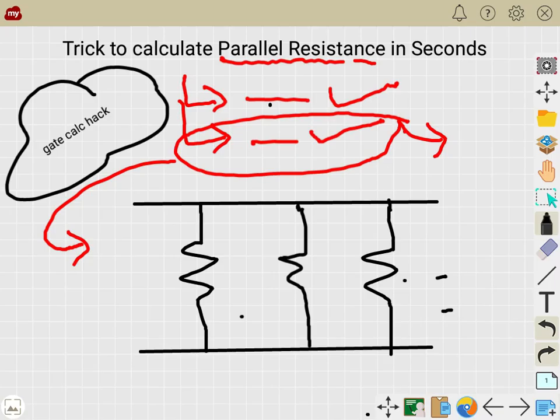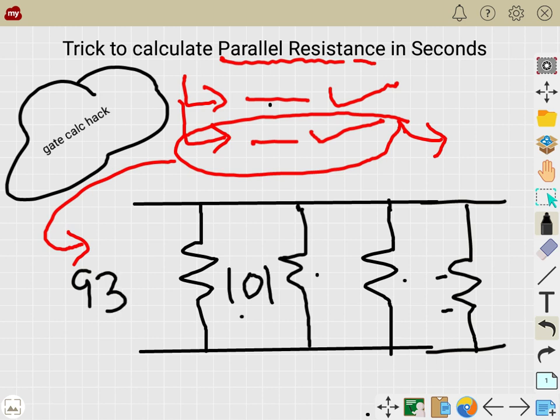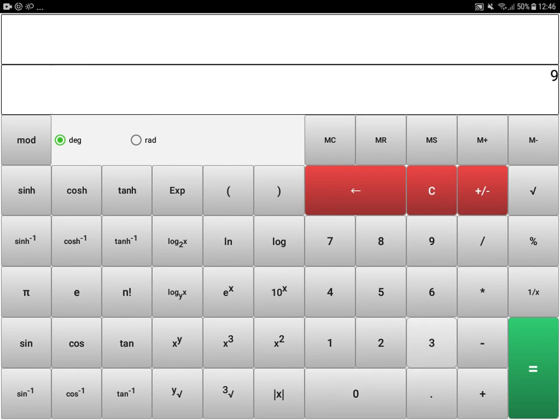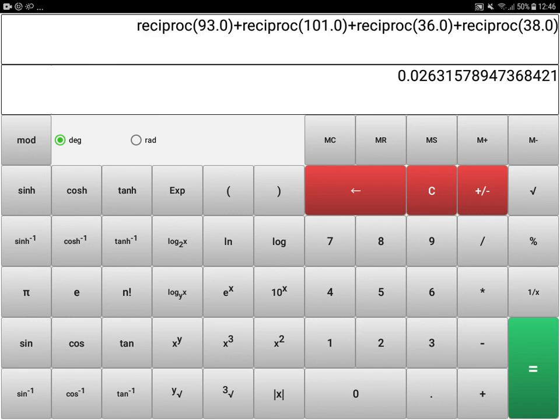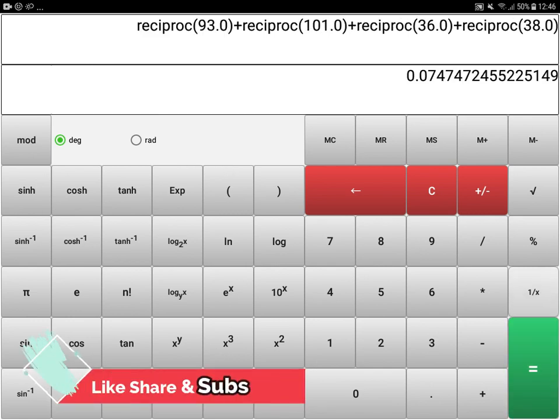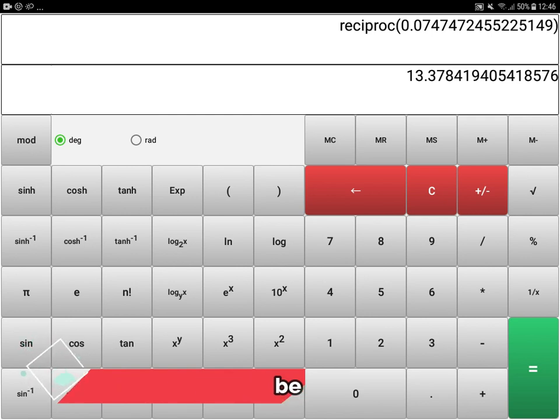Now instead of 3 resistances we have 4 resistances, let's say. And the values are, let's say, 93, 101, 38, 36. I'm picking values randomly. So now we have to calculate the equivalent resistance of these 4 resistances. 93 inverse of it plus 101 inverse of it plus 36 inverse of it plus 38 inverse of it. Then we have to take the inverse again. So the answer is 13.37.